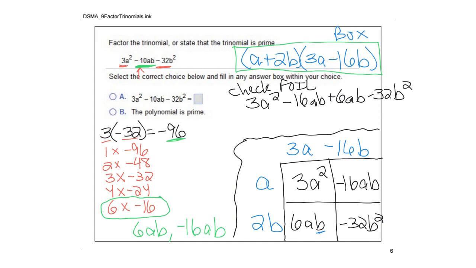Whew. All right, so those middle two terms are alike. They both have an a and a b. So if I add negative 16 plus 6, I would get negative 10ab minus 32b squared. And sure enough, that gets me back to the original problem. Oh my goodness. All right, let's just go ahead and do the AC method on the next page for those of you who would rather do AC and not box.